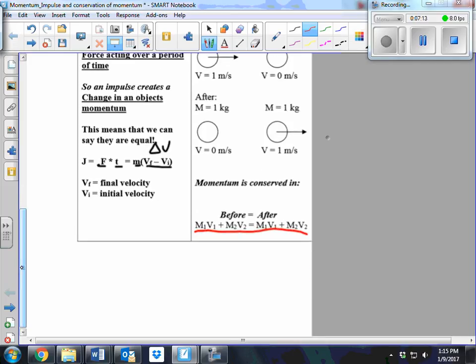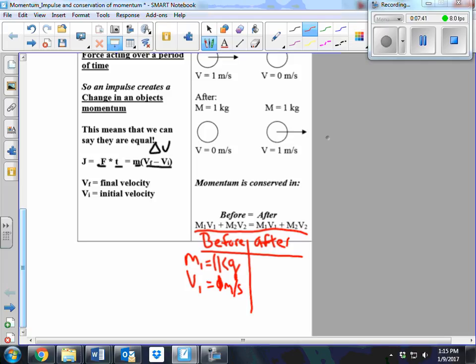As I demonstrated in class, one thing you should really start doing to understand momentum is make a T-chart. For your LEPA, to make it simple, make a T-chart with before and after, and then list out your variables. For example, M1 before equals 1 kilogram, and its velocity before is 1 meter per second. I was looking at the wrong one. And then M2 is also 1 kilogram, and its velocity 2 equals 0 meters per second.